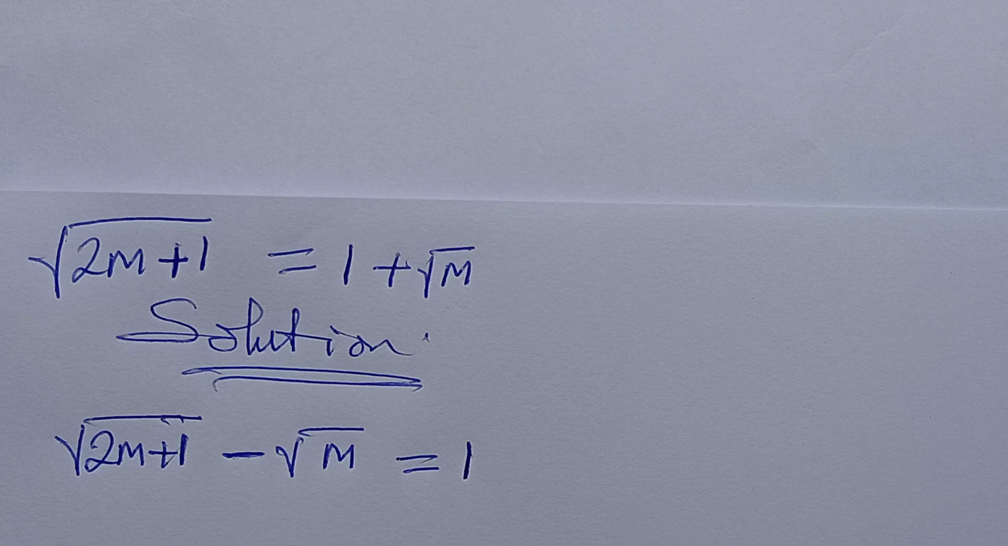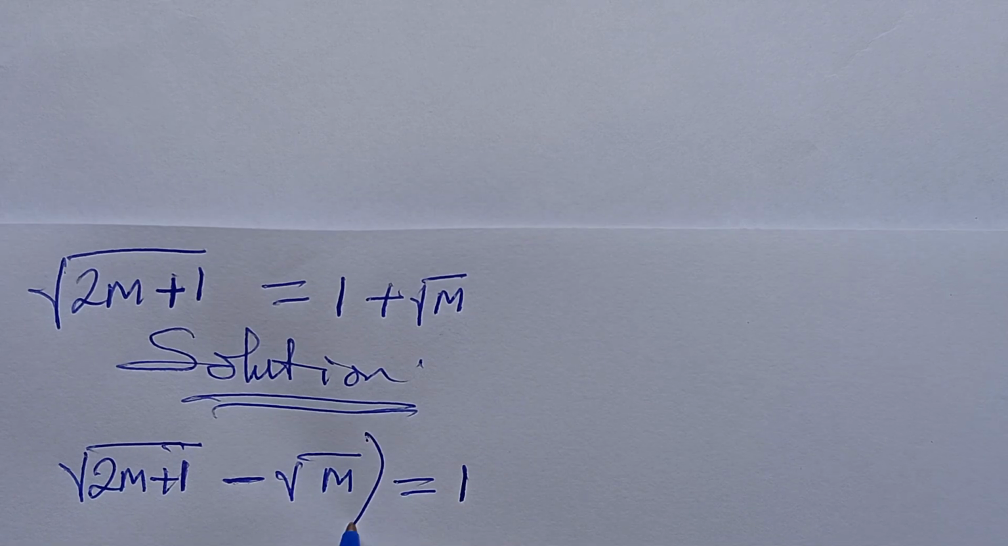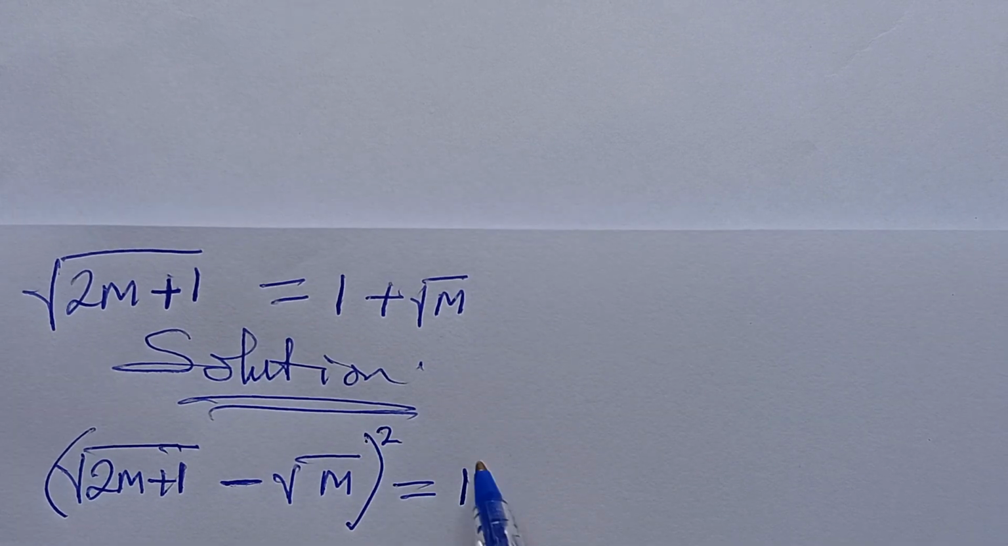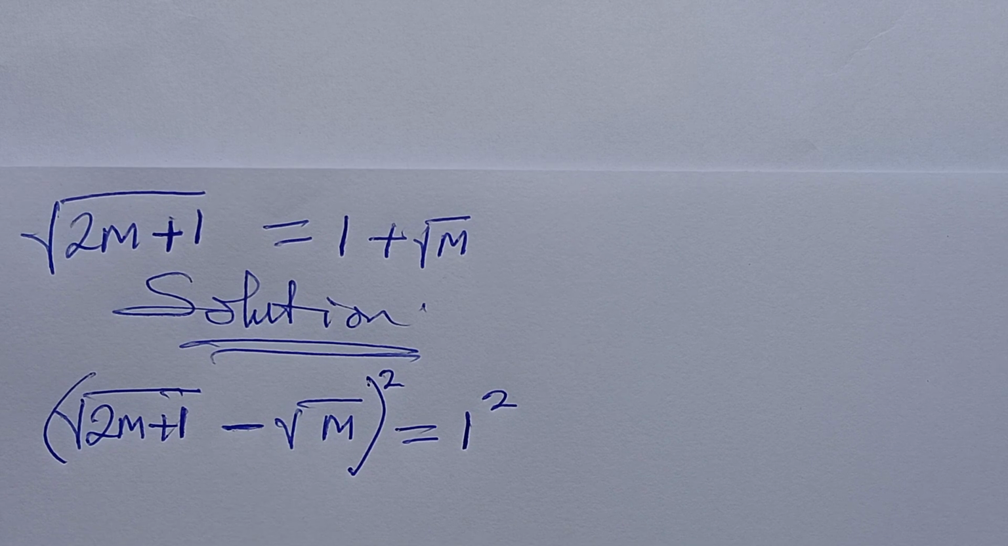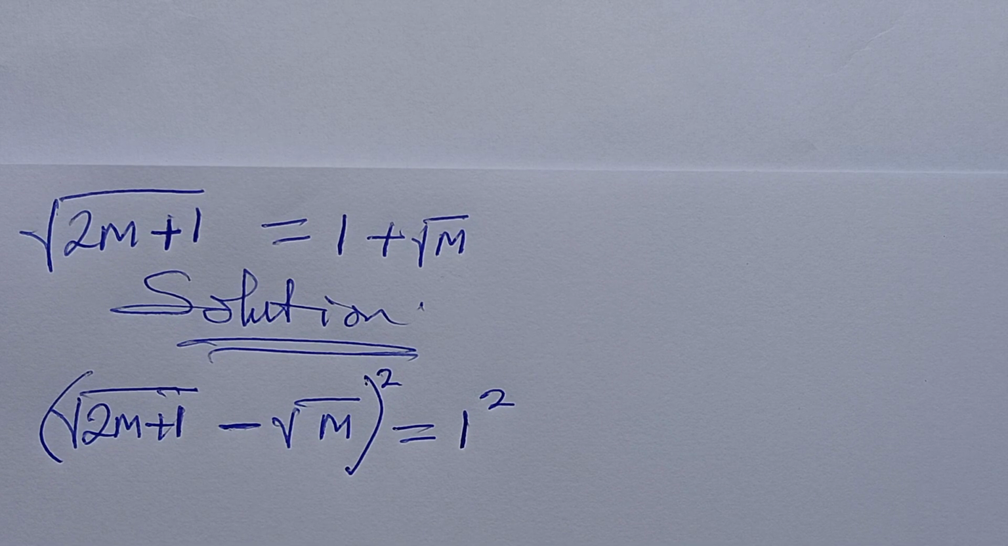So we can now eliminate the radicals here. And so we're going to take the square of both sides of the equation. So take this to the power of 2. We take this to the power of 2 according to the law of equation that whatever we do to the left hand side, we also do it to the right hand side.